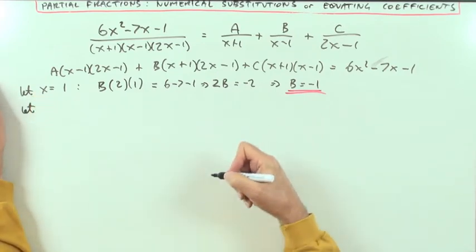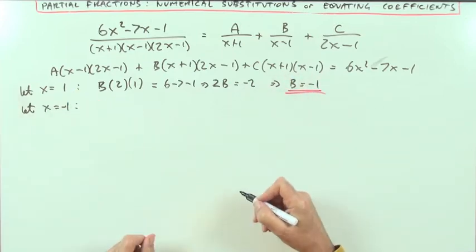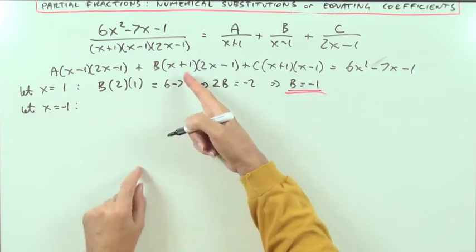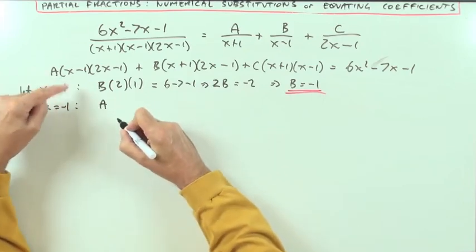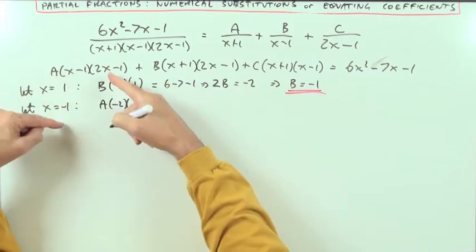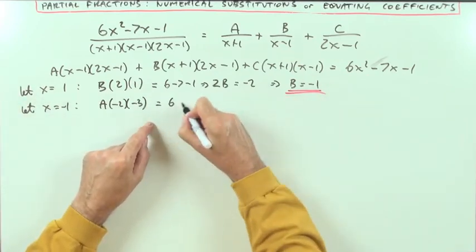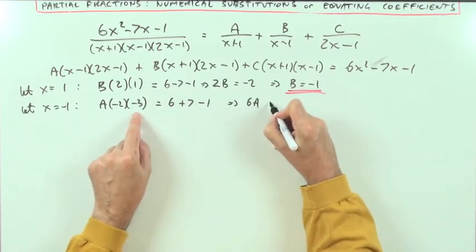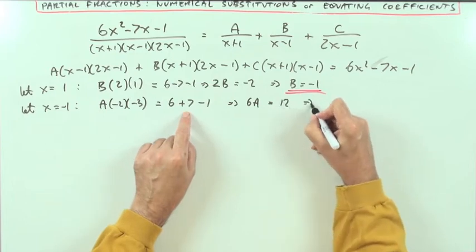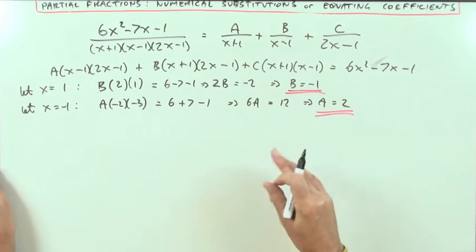What about another one? Well, I've also got negative 1, let x equal negative 1. And so if x is negative 1, I'll have this left, because that will cancel out and that will cancel out to 0, so they'll all go. So I'll have a times, now negative 1 is going to make that a negative 2, and negative 1 is going to make that a negative 3, and negative 1 is going to make that a 6, but plus a 7 minus a 1. So what I've got is 6a is going to be 12, which means a is going to be 2. Again, fairly straightforward and not too onerous numerically.